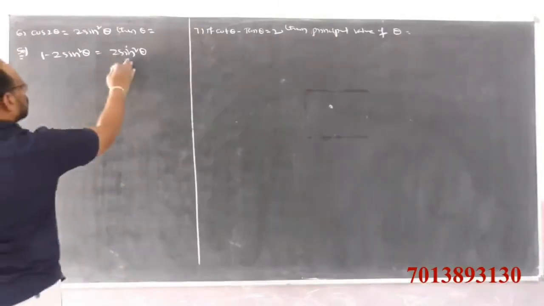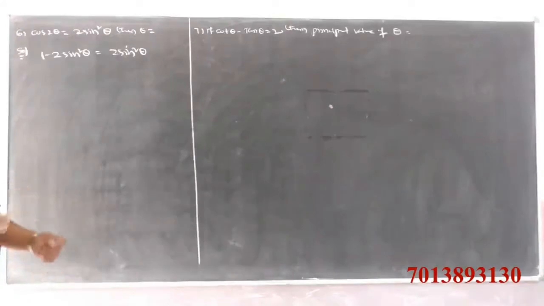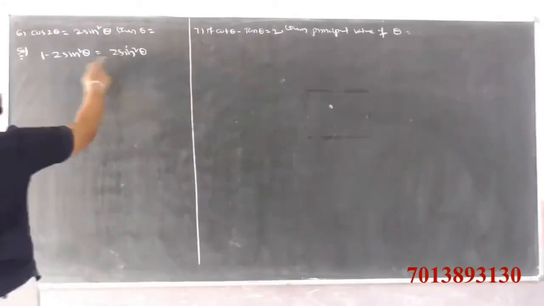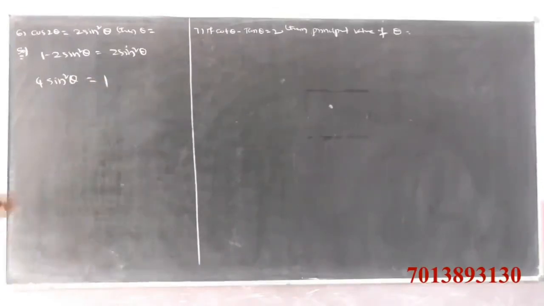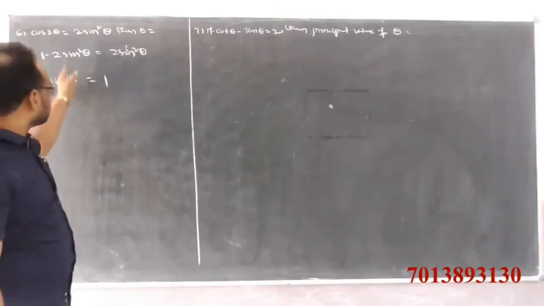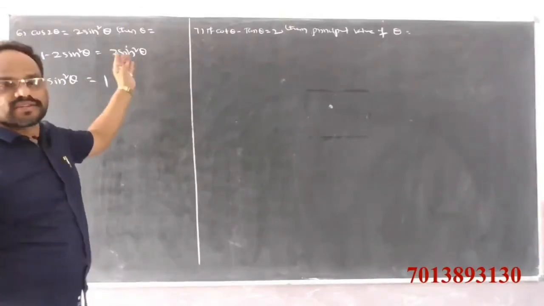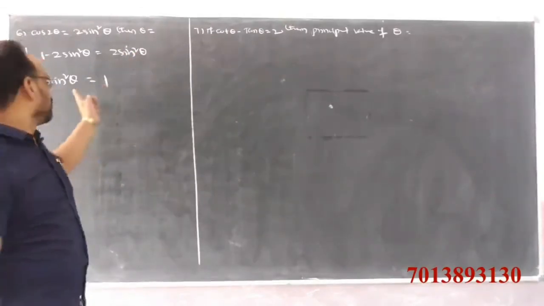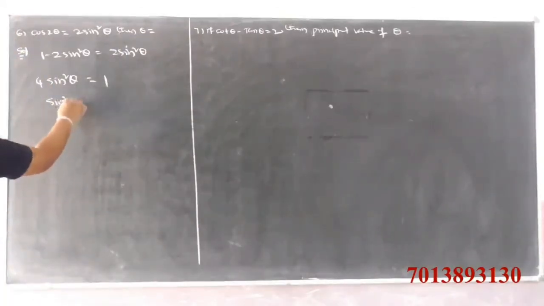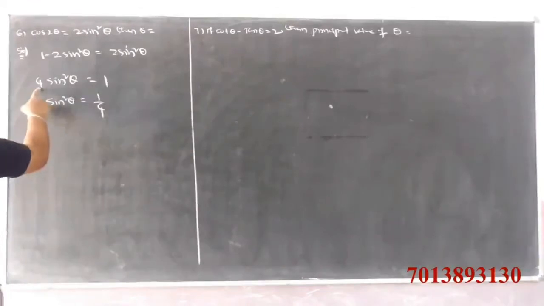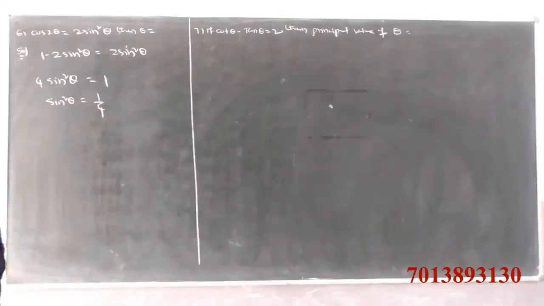If you transpose minus 2 sin square theta from LHS to RHS, it becomes clearly plus. So 2 sin square theta plus 2 sin square theta, clearly 4 sin square theta is equal to 1. So we want theta, sin square theta is equal to clearly 1 by 4, that is if you transpose 4 from LHS to RHS, it becomes 1 by 4.